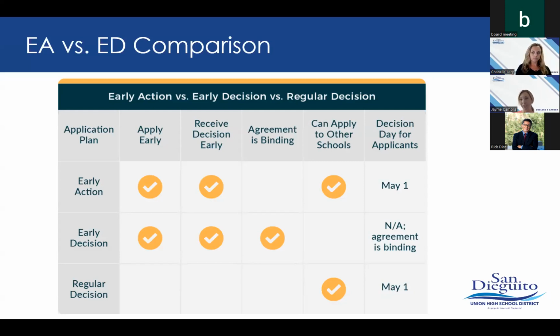And then of course, regular decision is not binding. You cannot apply early. You can sometimes submit your application early, but that doesn't mean you'll hear back from the college early. And you can apply to other schools. And usually decisions for most of these groups is May 1st, except for the early decision group and the early action group.